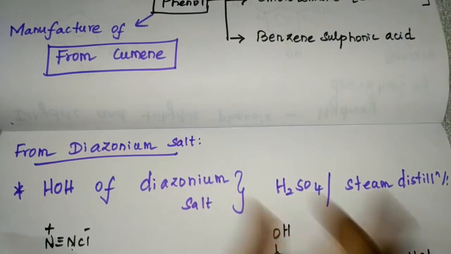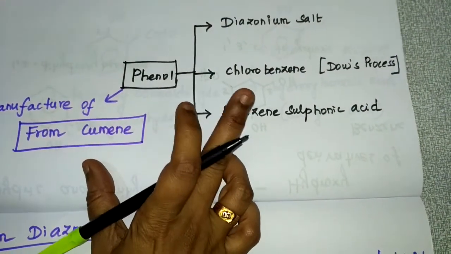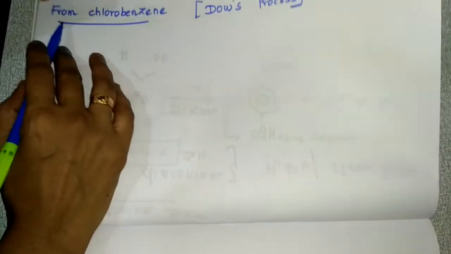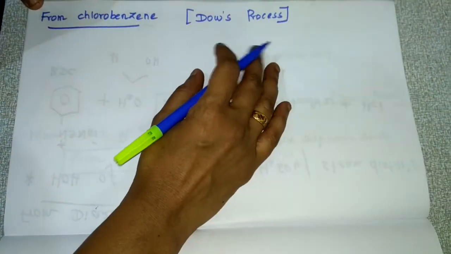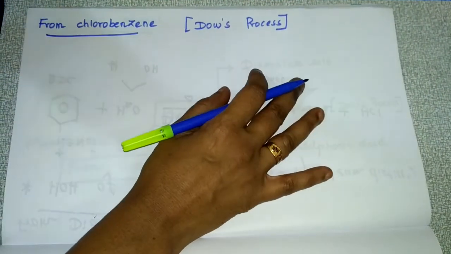Next, we'll see the preparation of phenol from chlorobenzene. That is Dow's process. We already learned this Dow's process in haloarenes. I'll give you the reaction.